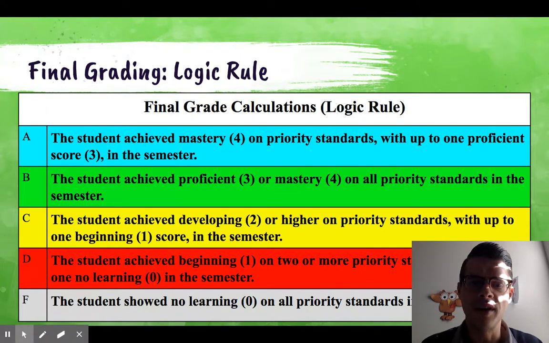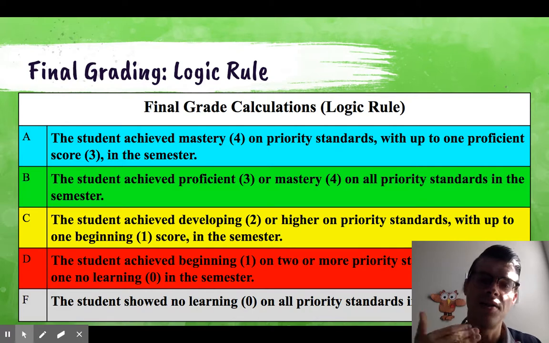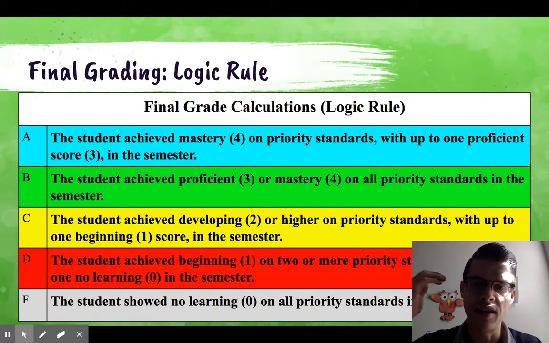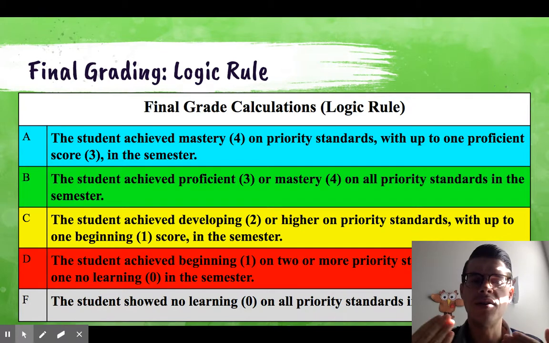A B is calculated only in one way. Like I said, this is a special category. All priority standards need to be scored at least proficient, right? Because if you have anything lower than proficient, that would mean you're not fully ready on all the standards to be successful on that test at the end of the year to get college credit. Okay, so to get a B, you need to have at least all proficient.